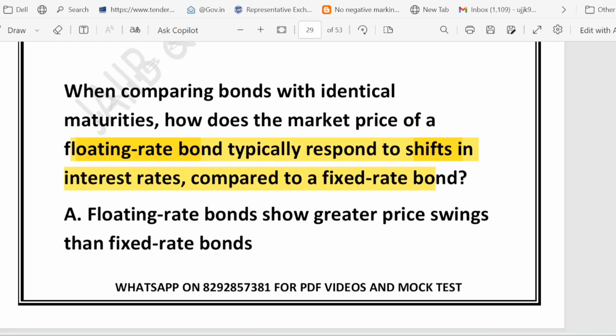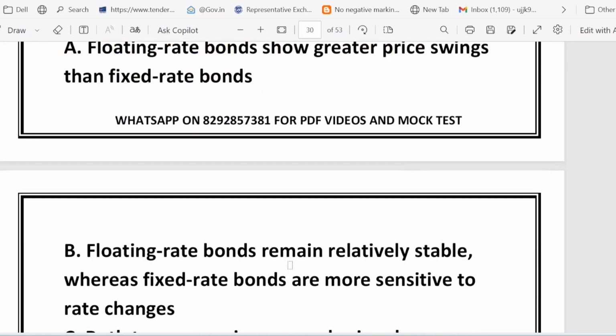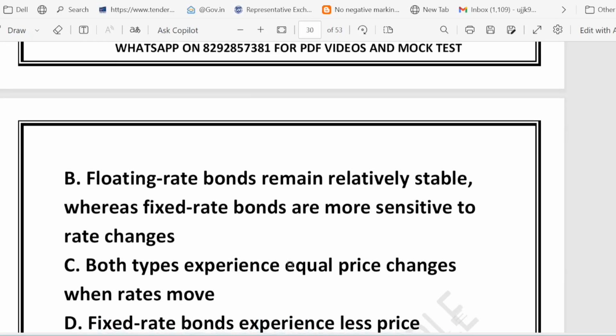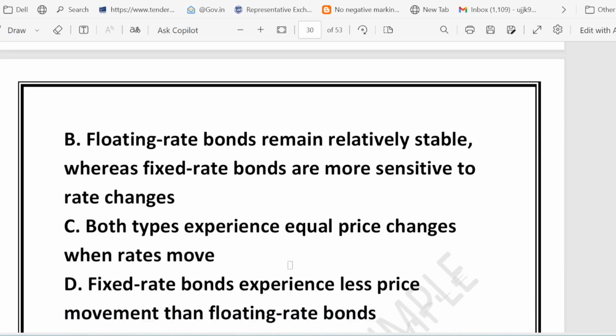The question is that. Option A says that floating rate bond shows greater price swing than fixed rate bond. Option B says that floating rate bond remains stable while fixed rate bond are more sensitive to rates. Option C says both types experience equal price change. Option D says that fixed rate bond experience less price movement than floating rate bond. So let's look at option number A.